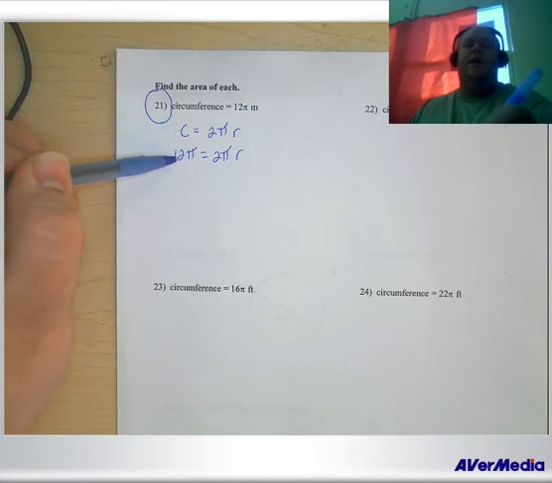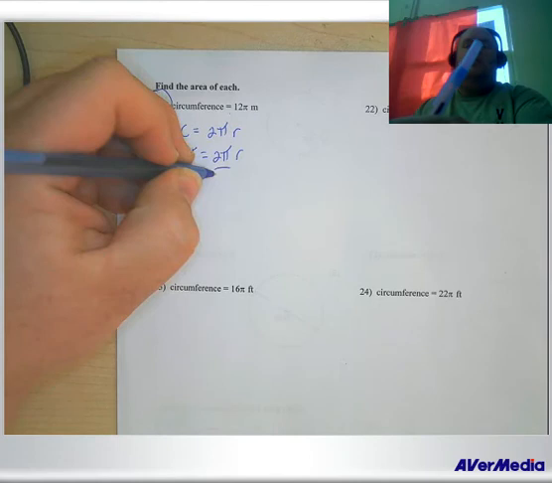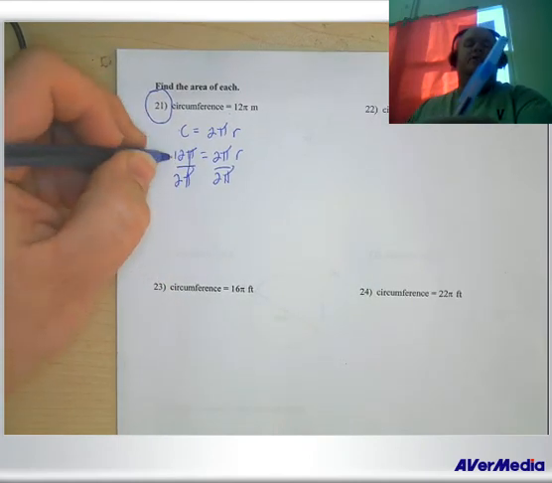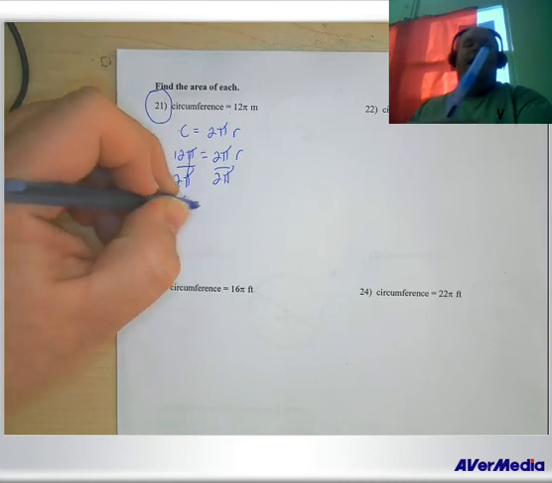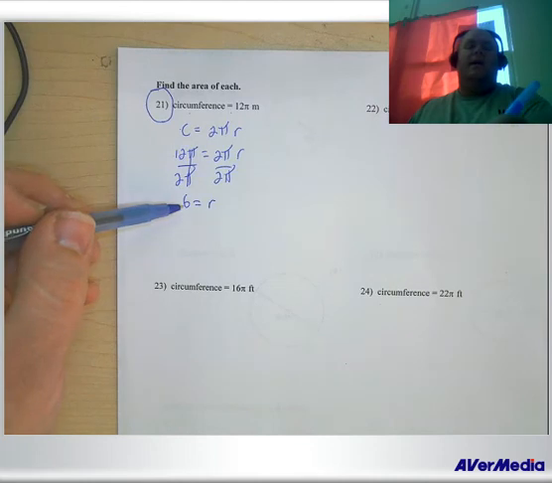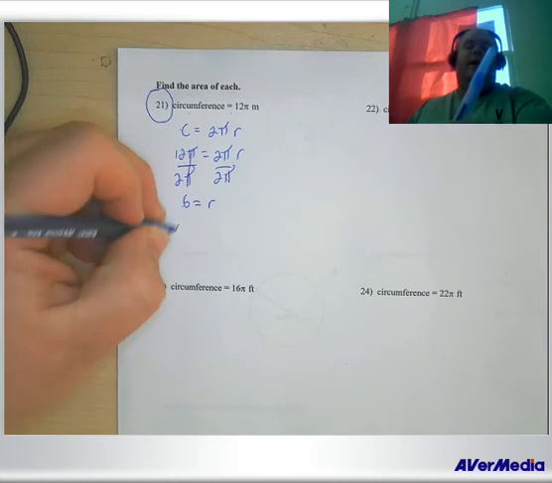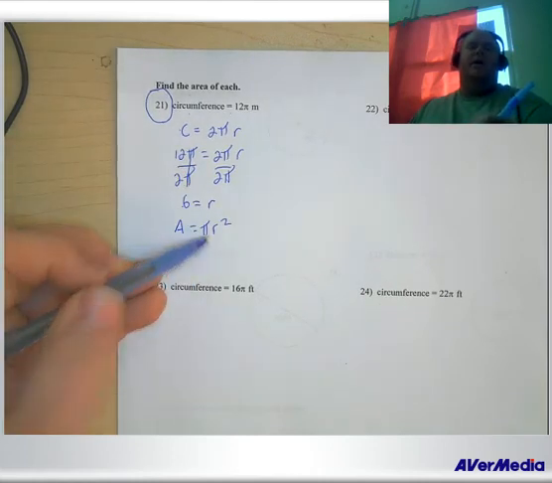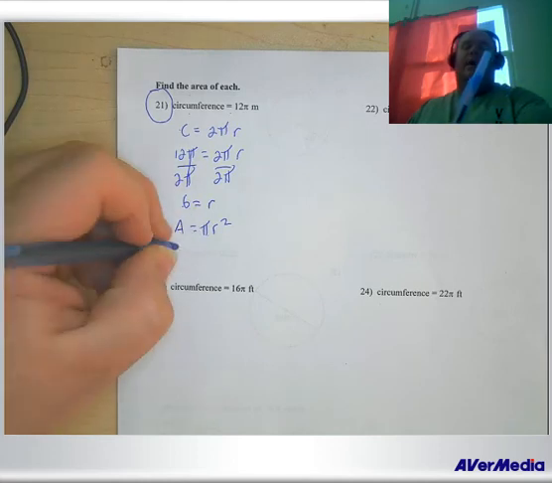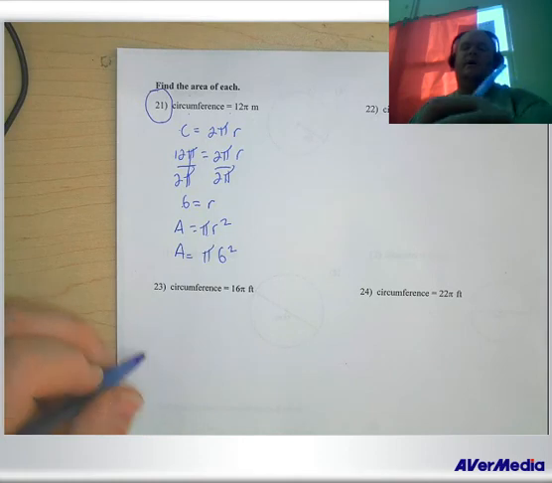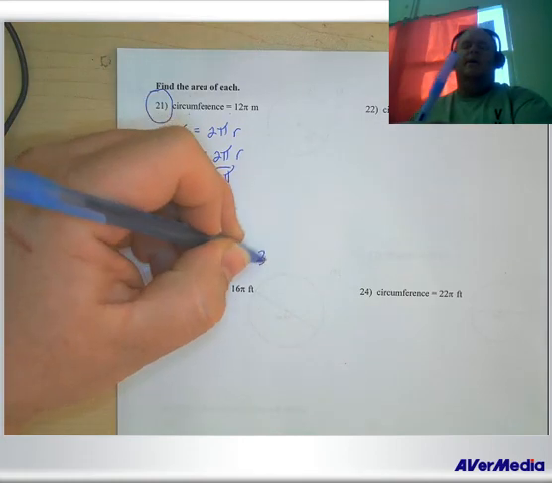I substituted it in. And now if I was to divide both sides by 2 pi, well, obviously the pi's cancel. 12 divided by 2 is 6. So now I have just calculated that if the circumference is 12 pi, the radius has to be 6. That's helpful because now that we want the area, I can write the area formula. Area equals pi r squared. And guess what? I just calculated the radius at 6. So area equals pi times 6 squared. We all know 6 squared is 36. So thus the area is 36 pi.